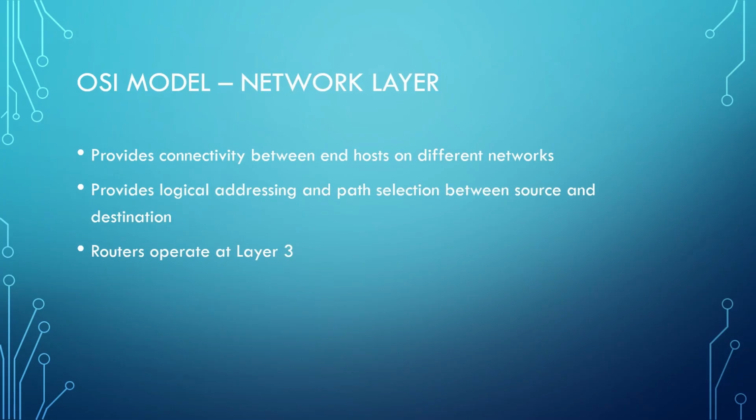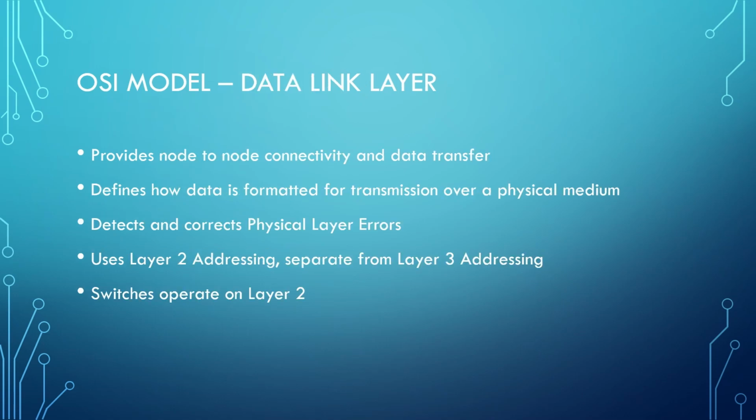The network layer provides connectivity between end hosts on different networks. It provides logical addressing and path selection between source and destination. Any routers on the network will operate at layer 3, so if you have an issue with your router, you know where it is. The data link layer provides node-to-node connectivity and data transfer.